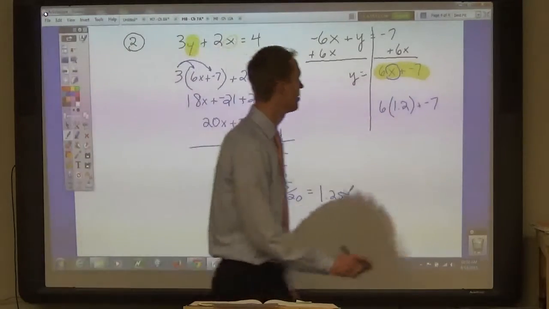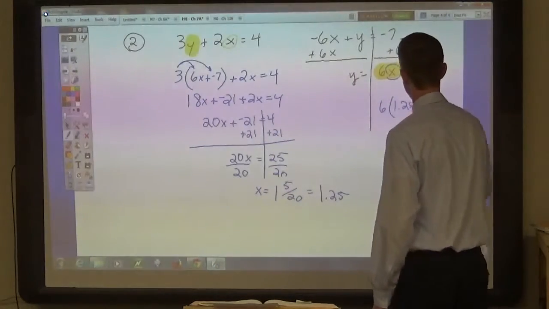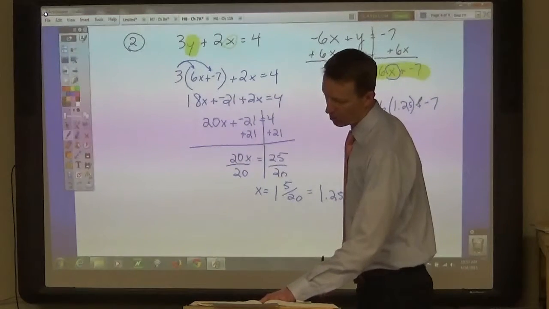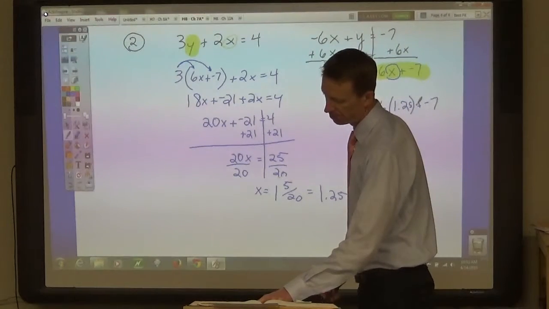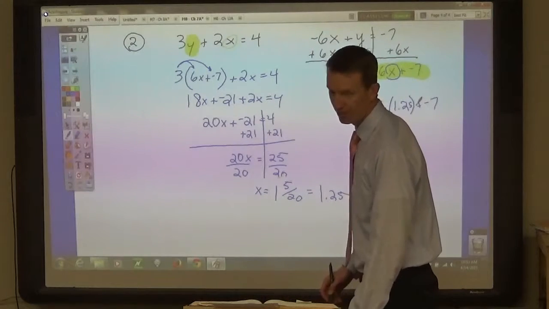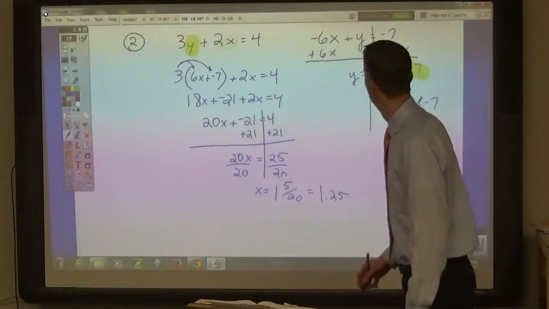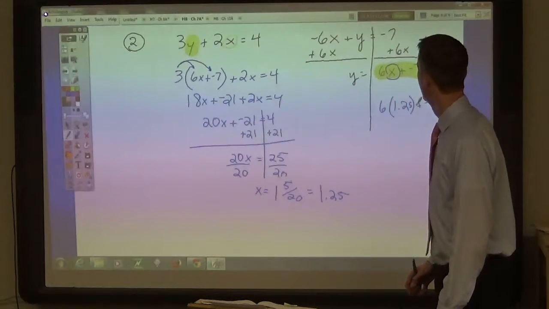Okay, so now 6 times 1.25 plus y equals negative 7. Then you do negative 7.5 plus y equals negative 7. Add 7.5, and you get y equals 0.5.